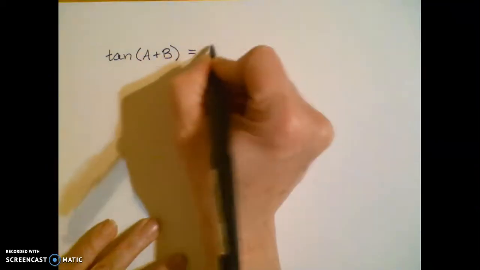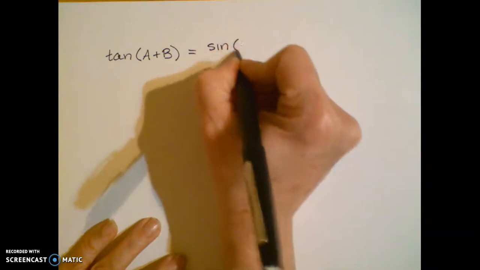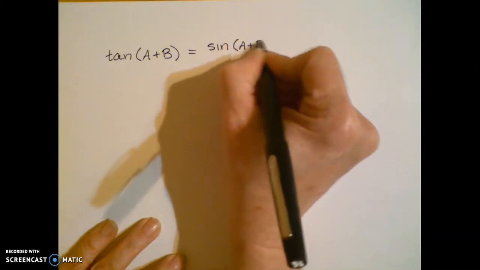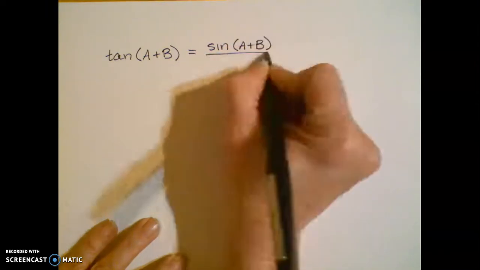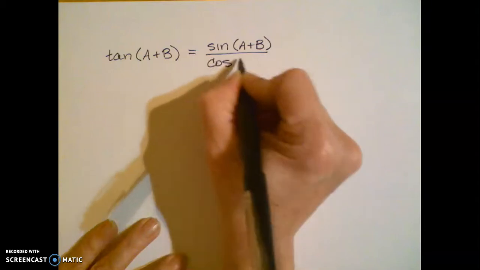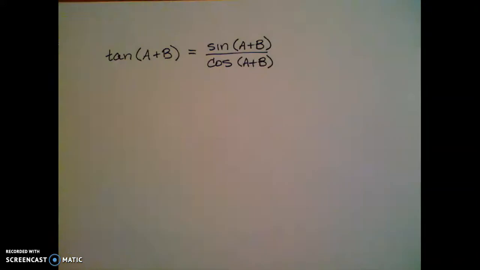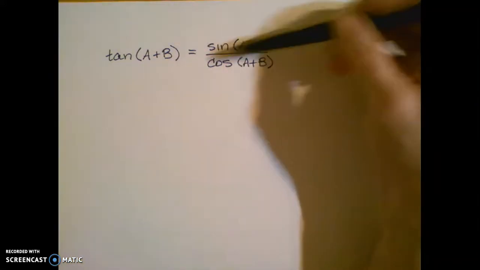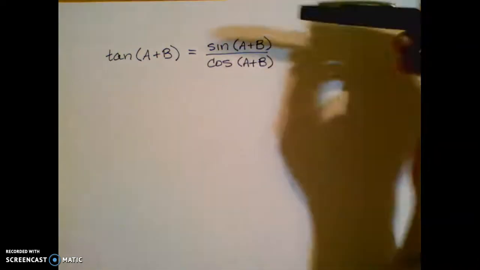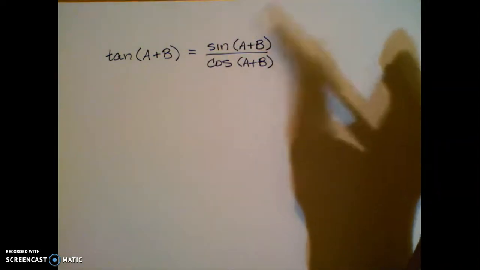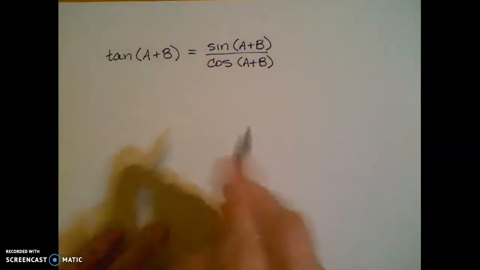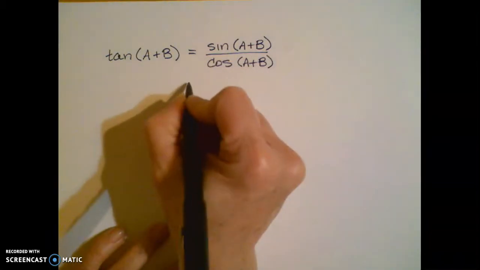So if we think of that as the sine of the angle, A plus B, divided by the cosine of the angle, A plus B, then we could just leave it in that form. If we know the sine of the sum or the cosine of the sum, we can simply find it that way. But there is another way that we can do that, and to look at that, we need to look at these in their expanded form.